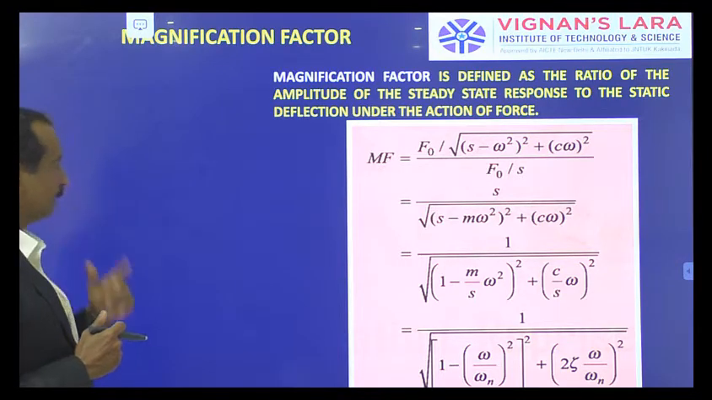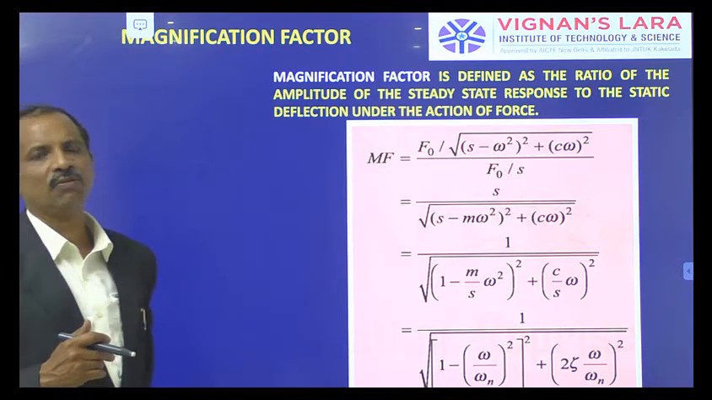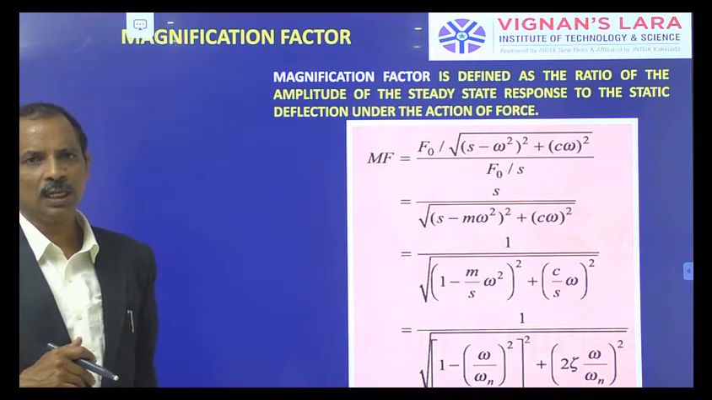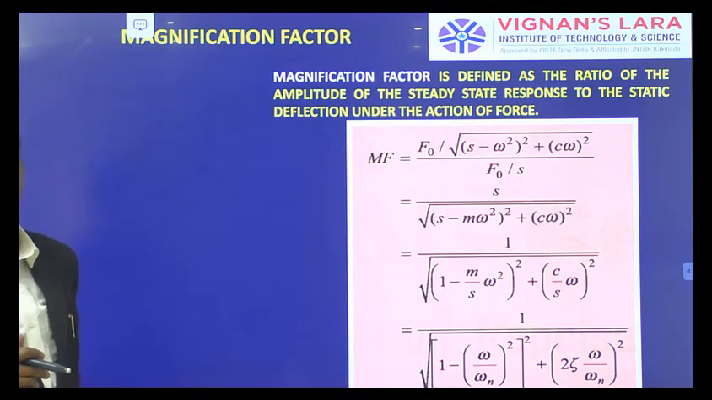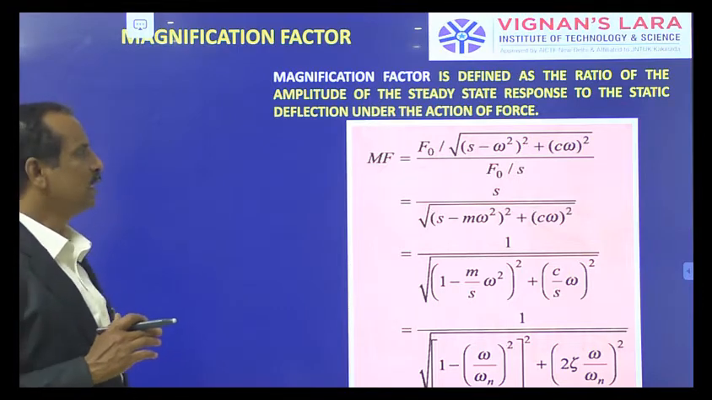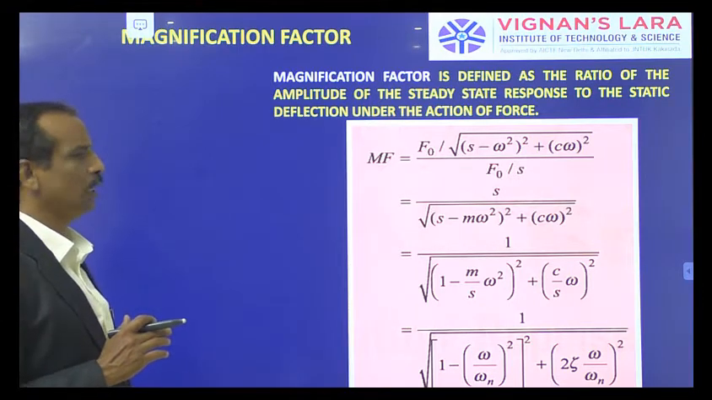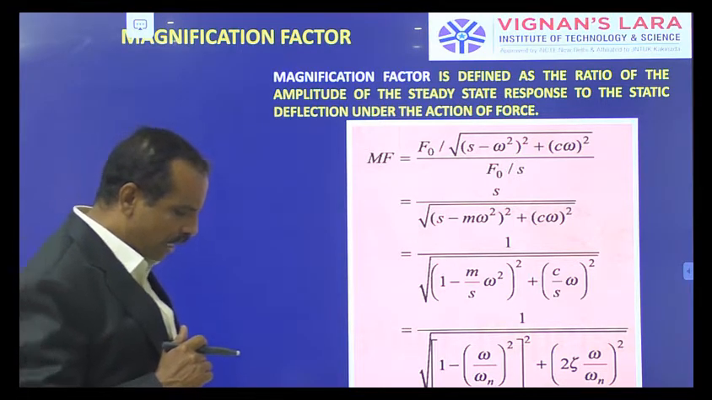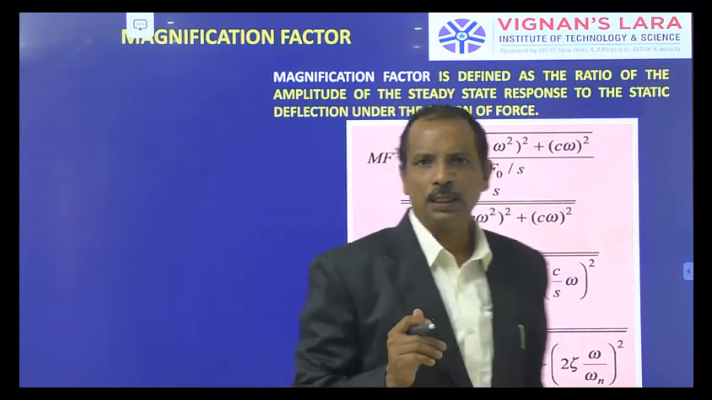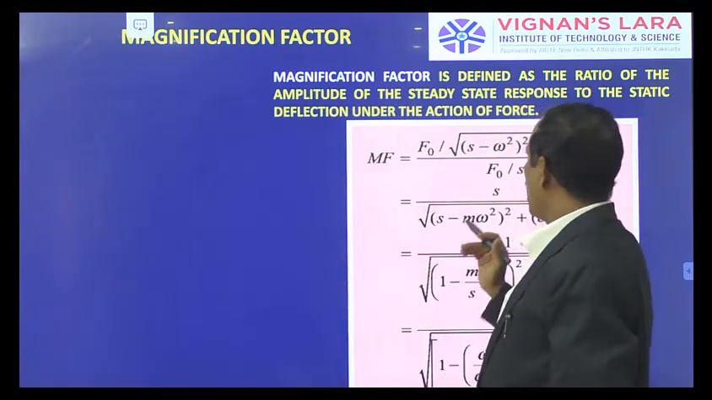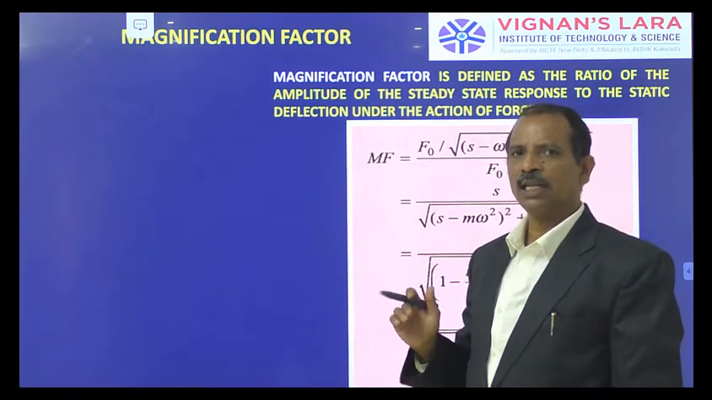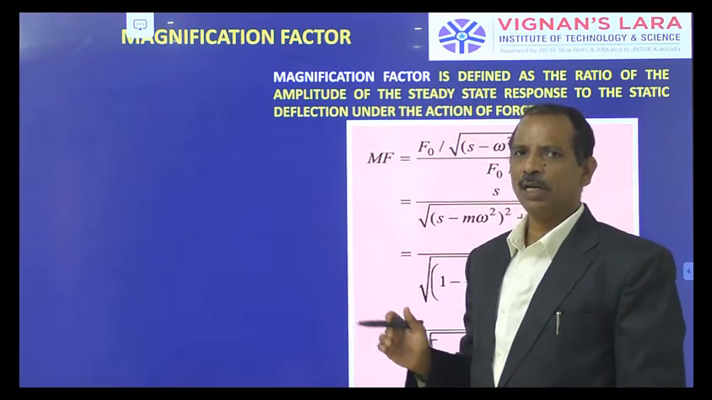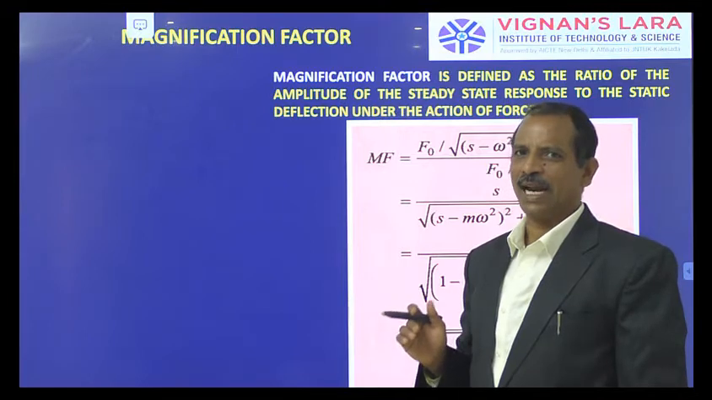As I said, this is applicable mainly for forced vibrations. How do we define a magnification factor? It is a ratio. It is defined as the ratio of the amplitude of steady state response to the static deflection under the action of force. So here we are comparing the amplitude of the vibration with the displacement due to the corresponding force if you give it in a static mode.